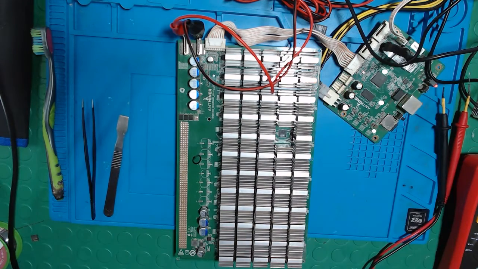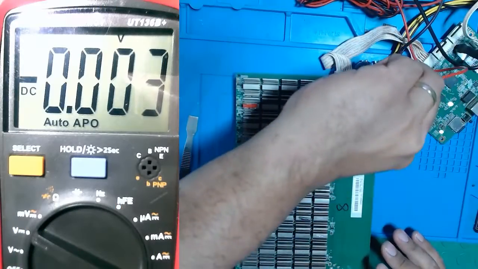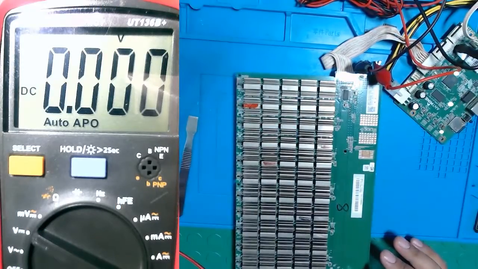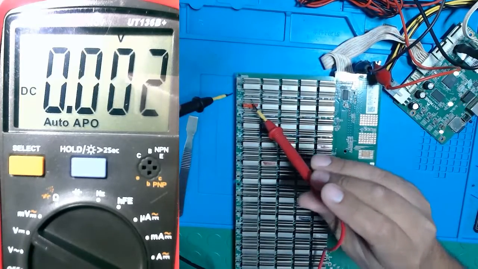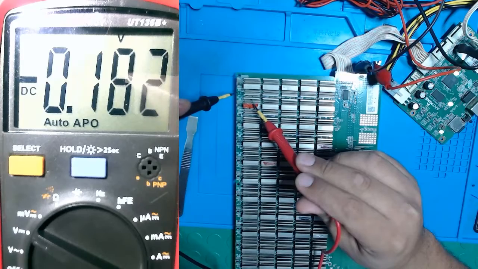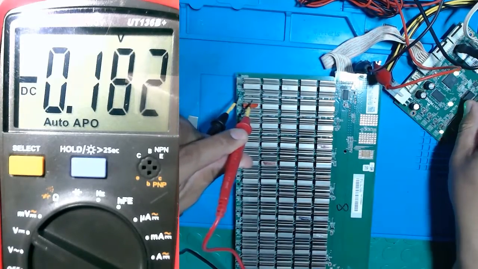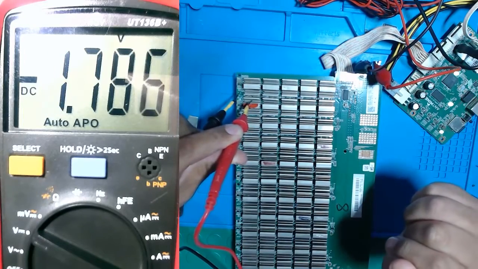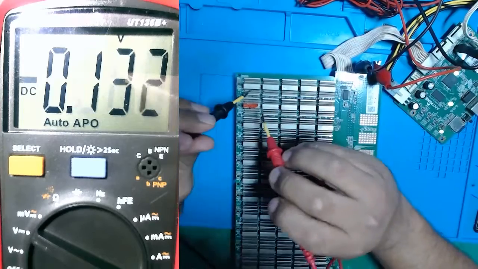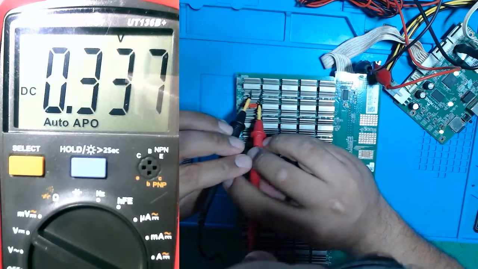So let's run the test and see. Nah, it's still 0. Okay, yeah, it's still 0. But anyway, it's really common, when you have a number of chips and you replace a chip, to realize when you test again that you get 0 ASIC. It's really frustrating, but as you can see, it's really common. So patience is a powerful tool for repairing these things.